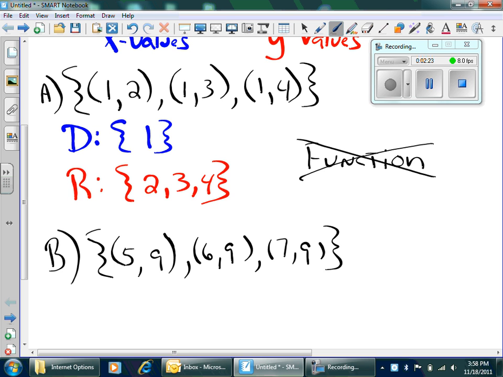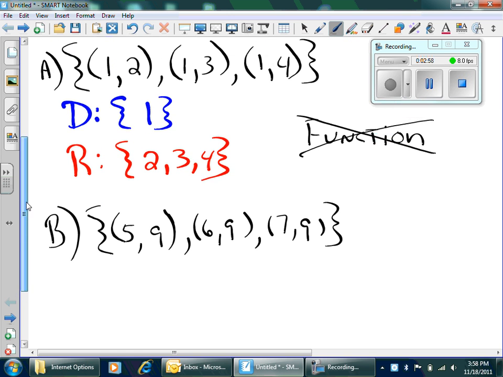By the way, if you graph the points 1, 2, 1, 3, 1, 4, you would get a vertical line. Now in Algebra 2, you will study something called the vertical line test. If you could take a vertical line and place it on a graph, like I graphed those 3 points, if the vertical line hits the graph, the picture, the points, in more than one place, it is not a function. And these 3 points would all be on the same vertical line. So the vertical line would hit it, boom, it would fail. So problem A is not a function.